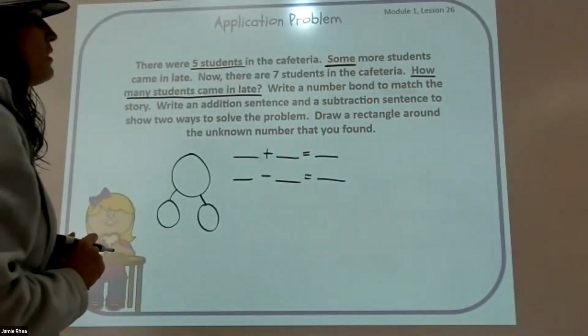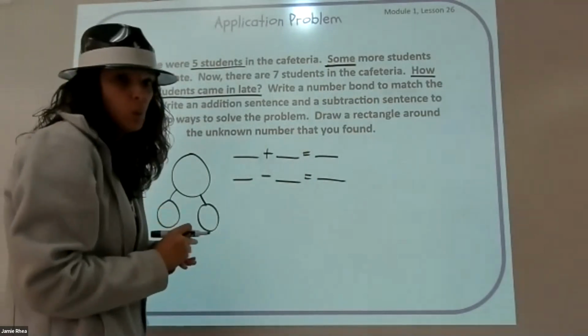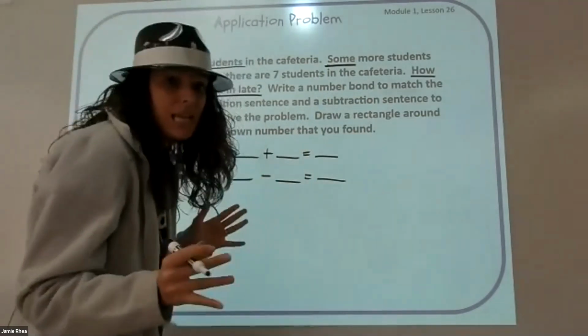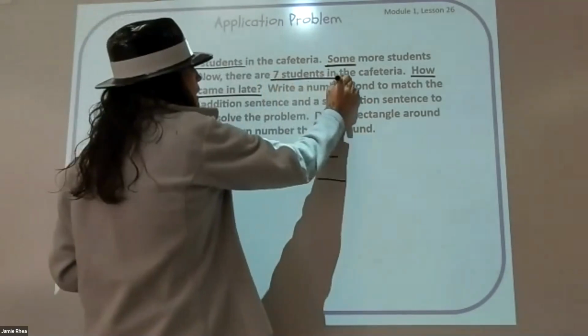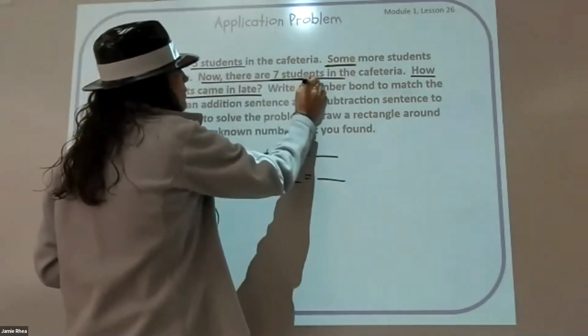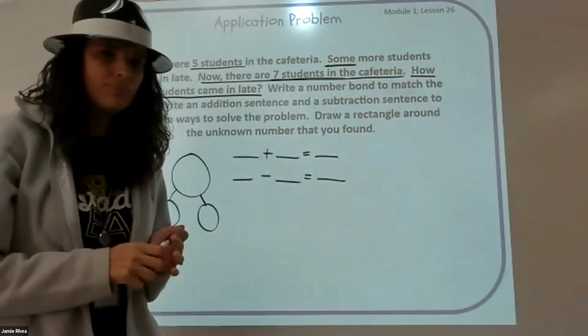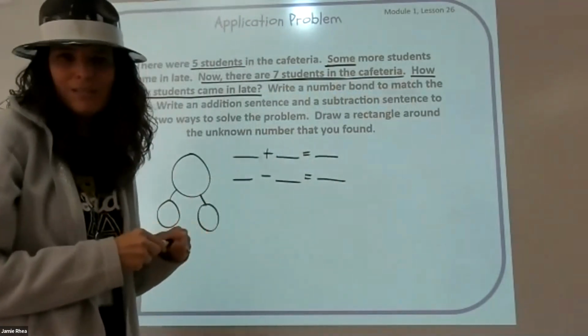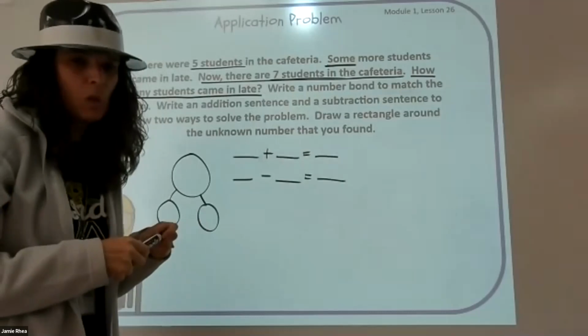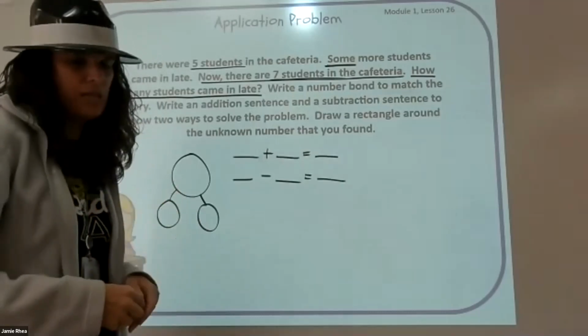Now there are 7 students in the cafeteria. 7, that's 7. There are now 7 students in the cafeteria. So let's look. I have 7, 5, and some. What does that 7 represent?